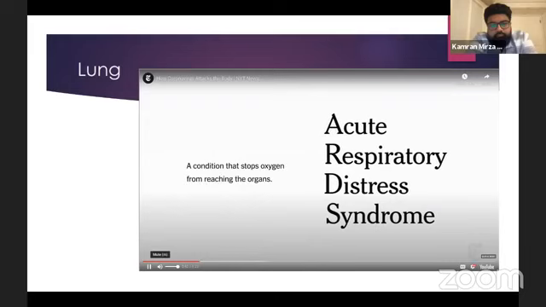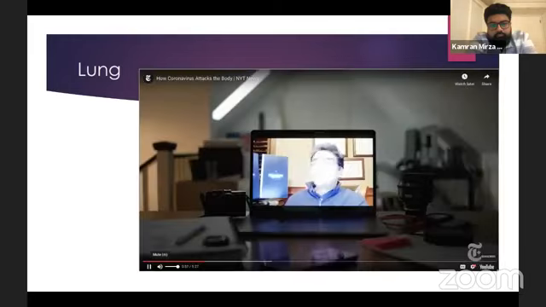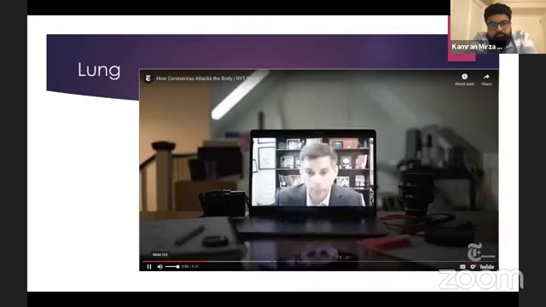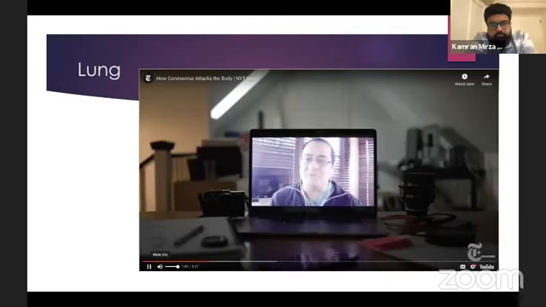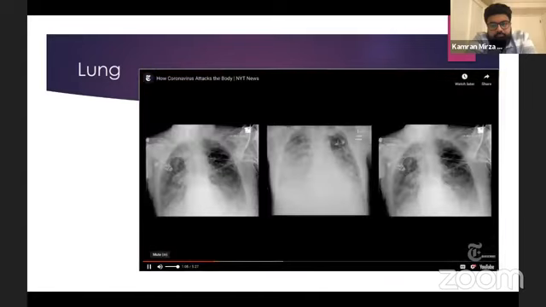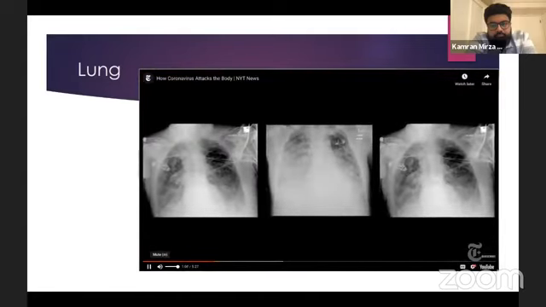Acute respiratory distress syndrome is a condition that stops oxygen from reaching the organs. You have air hunger. It means that they can't breathe. There's a very strong correlation between the people who develop ARDS and the people who die. ARDS is not unique to COVID-19.